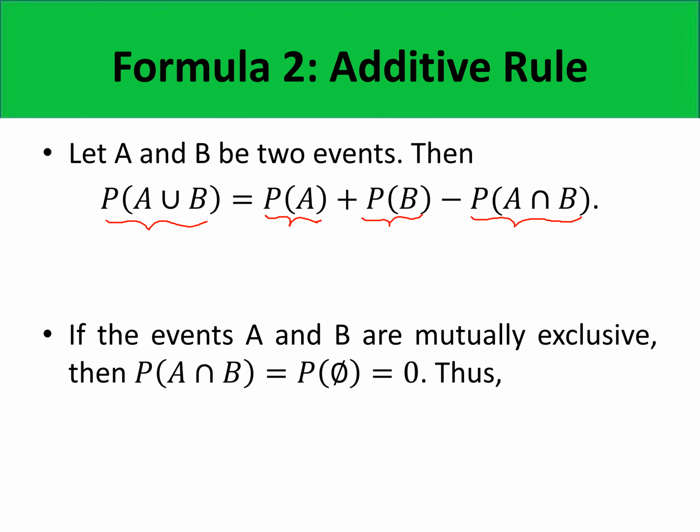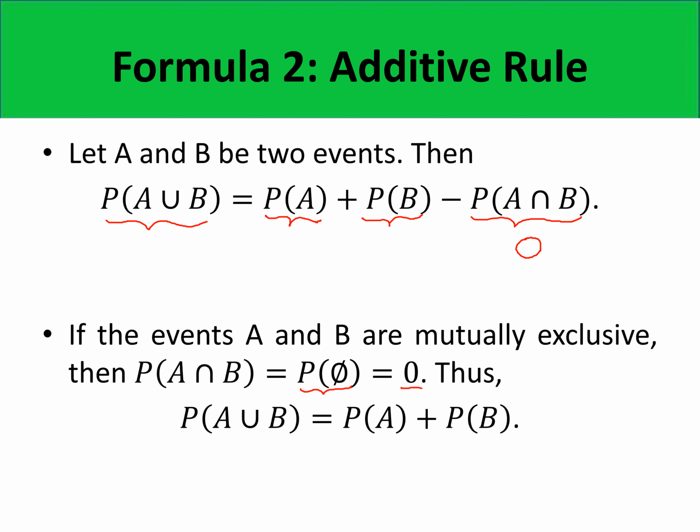Now, in the case that A and B are mutually exclusive, then the probability of the intersection of A and B is equivalent to the probability of the empty set, which is also 0. If this is 0, then the formula of the additive rule will be reduced to the probability of A union B is the probability of A plus the probability of B.